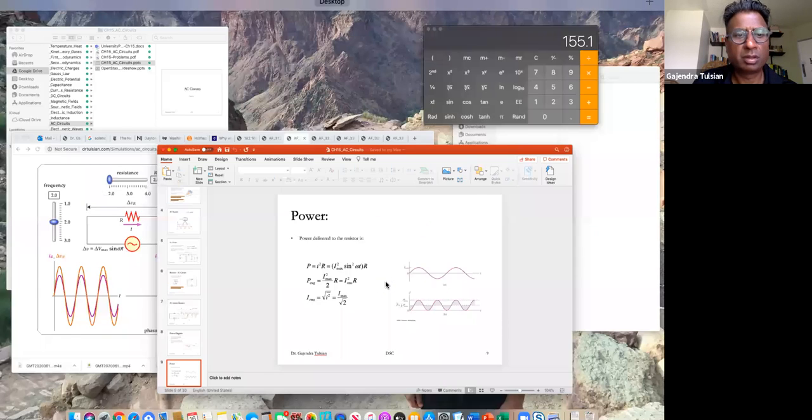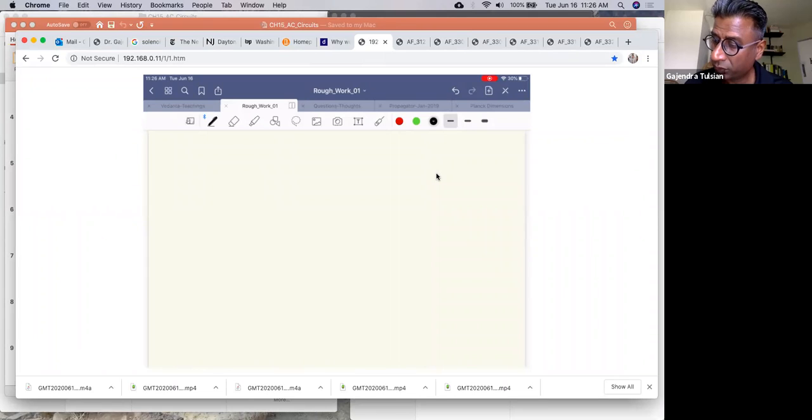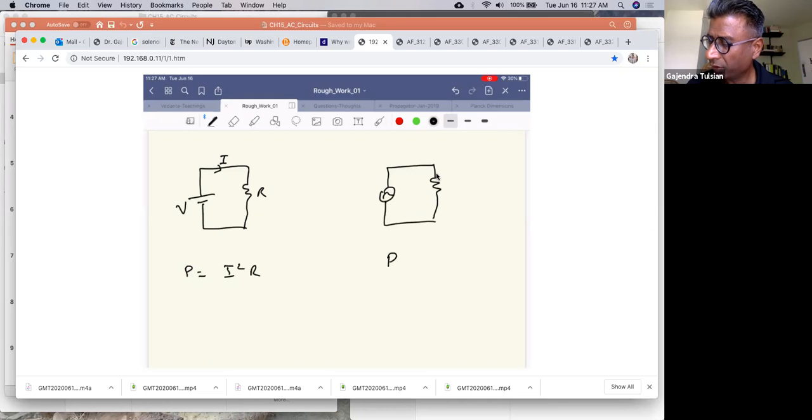So let's go to the whiteboard. So here's a DC circuit. Voltage, current, IR. The power delivered to the resistor is I square R. Now we connected an AC source to the resistor, and what we found is the power delivered is I max square divided by 2 times R. So this factor of 2 is annoying. For the AC source, we want an expression that looks like the DC one. So what we'll do is define something called IRMS squared times R.